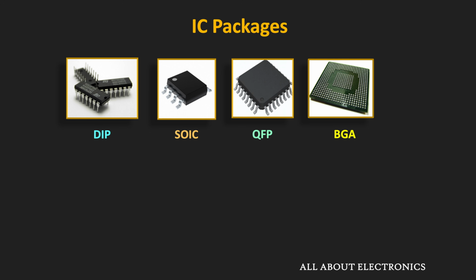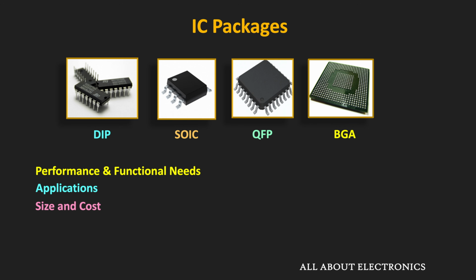The reason is that each package is meant for different applications and needs. Depending on the required performance and the application, different IC packages are used. Similarly, in some applications where size and cost are a constraint, different packages are used. Likewise, depending on the required thermal management and the required output pins, different packages are selected for different applications. In this video, we will learn about the commonly used packages in detail, and we will also see in what type of application these different types of IC packages are preferred.